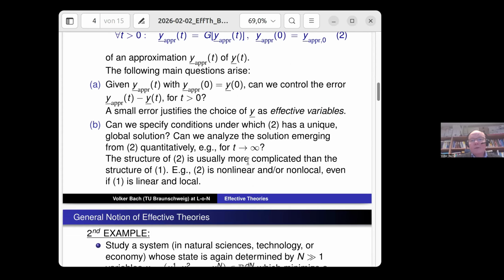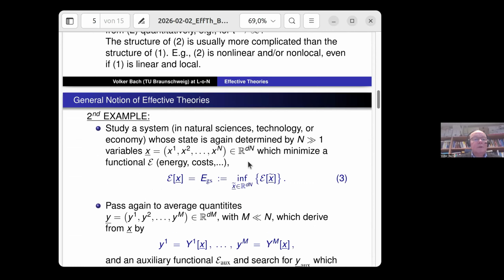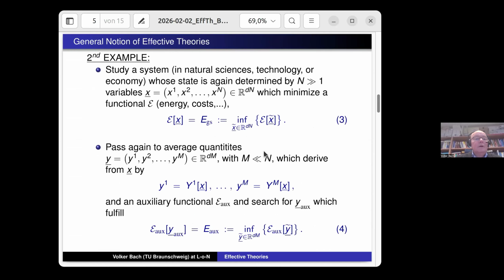All right, so let me come to the second example in this introduction. It is similar, but I want to study a static case because this is, in fact, what is going to be my focus in the main talk. So the second example is again about a general system in natural sciences, technology, or economy. And I assume that the state of the system is determined in principle from the original model by a large number of variables in a vector x underscore.